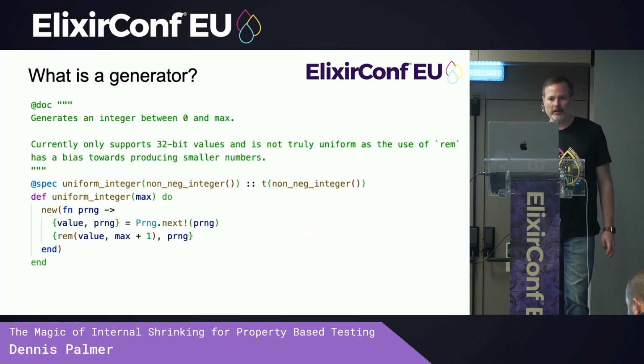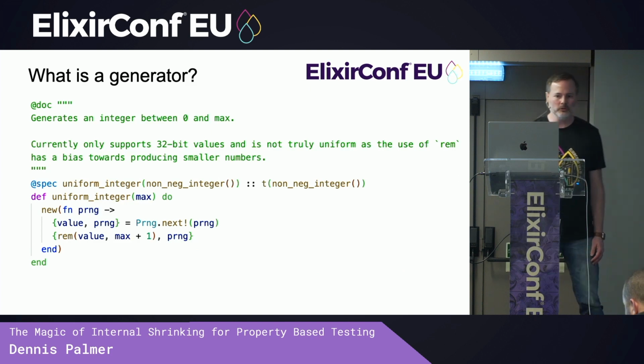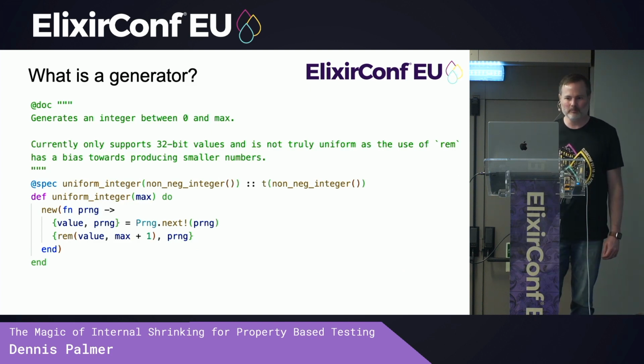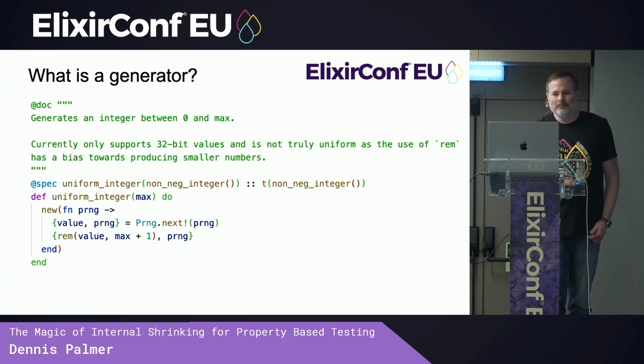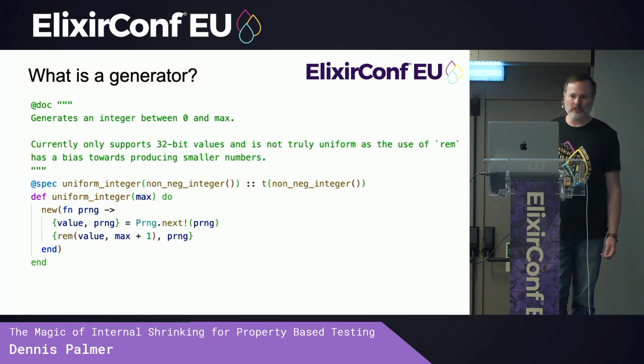Okay, here's an example generator. This one is called uniform integer. It's not truly uniform, but it doesn't really matter. It generates integers between 0 and the given max. The new function there is just a helper to create the Decorum struct that uses this generator function. It calls PRNG next, which just gets the next value, either random or hard-coded, depending on what mode we're in, and then uses the remainder function on that value to give us the value we're looking for.